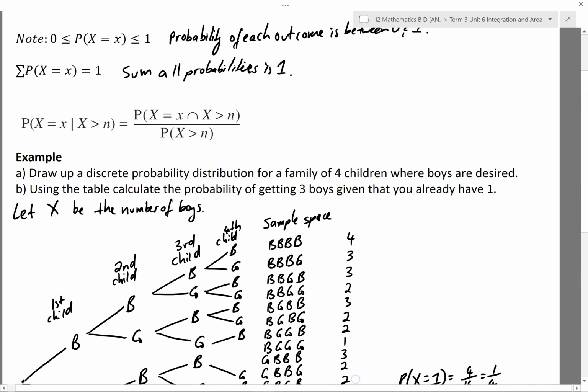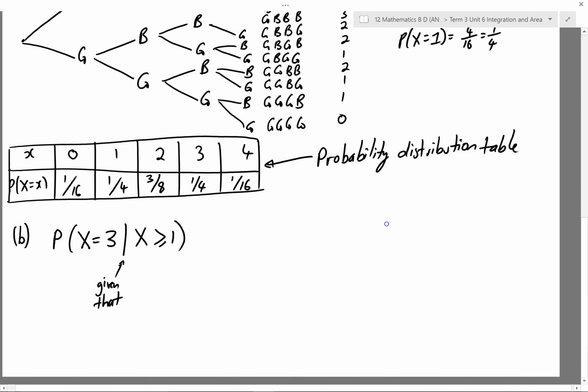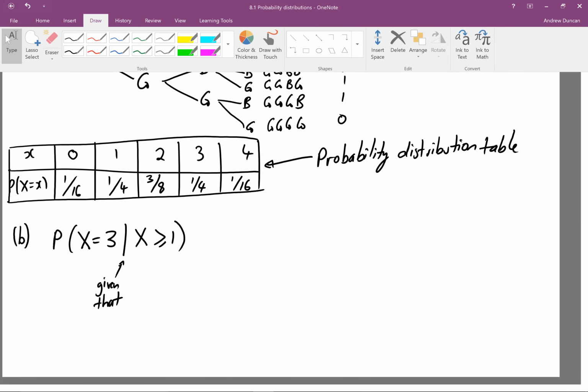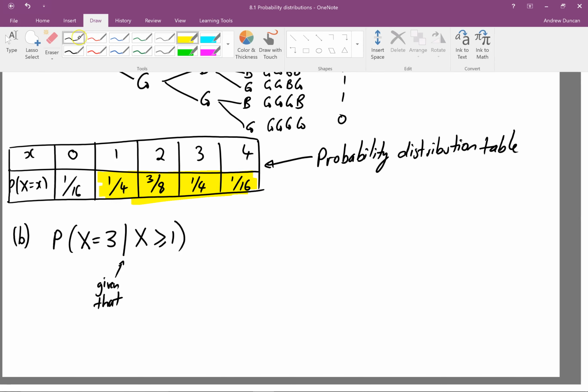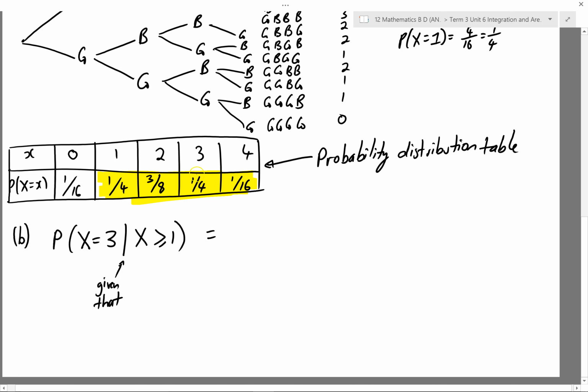So there's a big nasty formula here, essentially meaning we need to divide by something, but we can look at how it looks in reality. If I'm saying what's the probability of getting 3 given that I know it's at least 1, I'm only really considering those 4 outcomes, which means I'll take my probability of getting 3 boys and divide it by all the possible outcomes. So I don't need to consider this 1/16 at the end. All I'll need to do is add together those 4 highlighted probabilities.